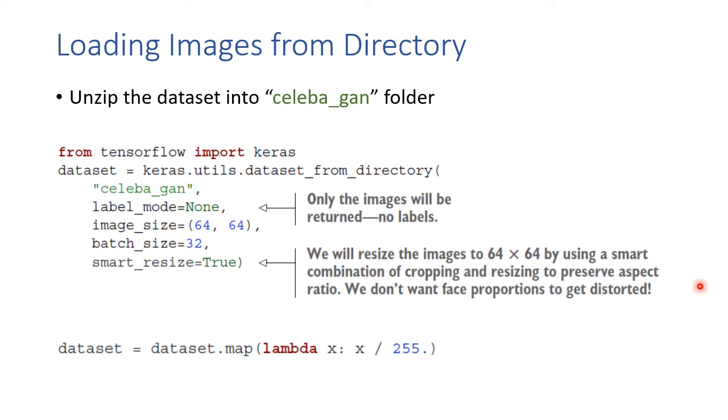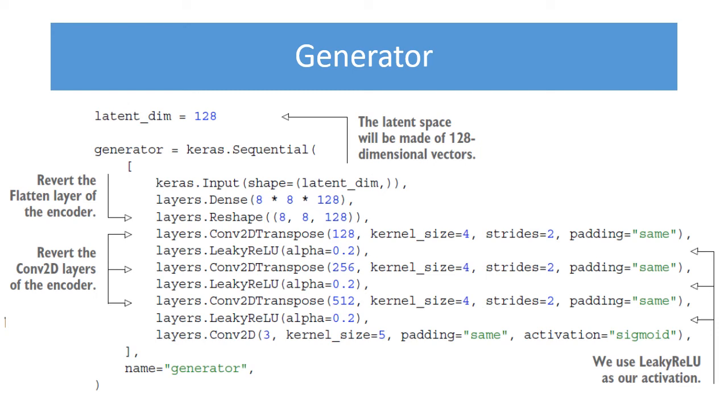Finally, we normalize our data set by dividing by 255. Let's create the generator network. The generator accepts a noise vector, then creates a fake image. So first, we need to define the dimension of the noise vector, of the random noise. We select 128, so the latent dimension of the noise vector is a 128-dimensional vector.